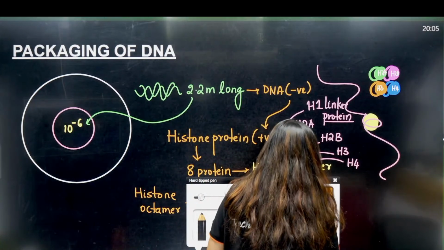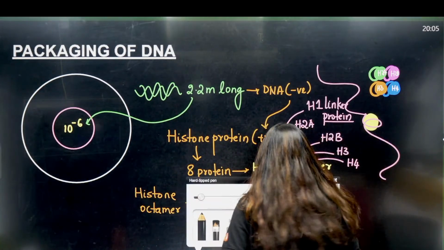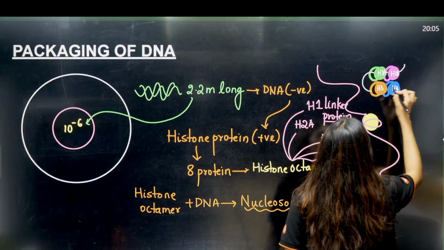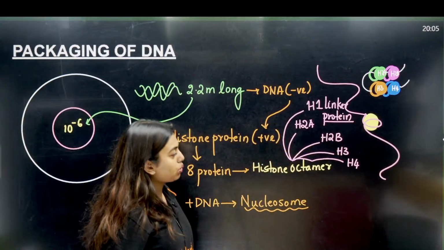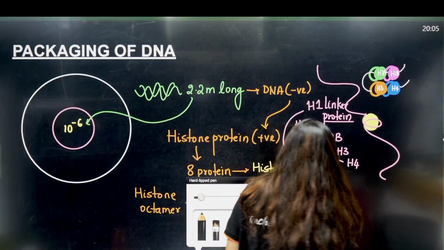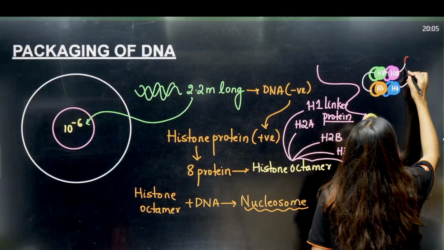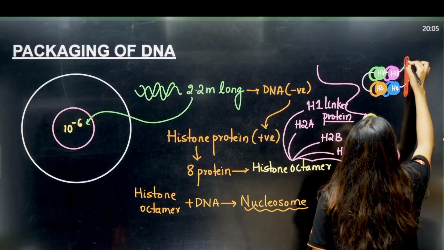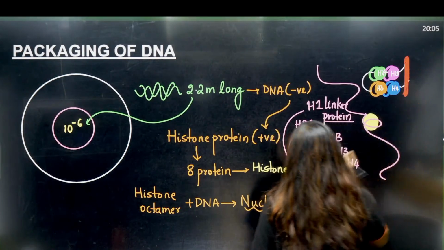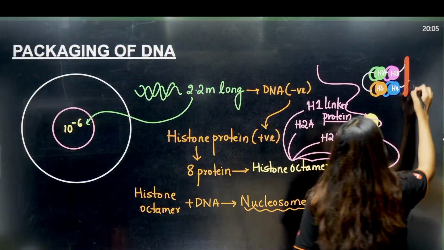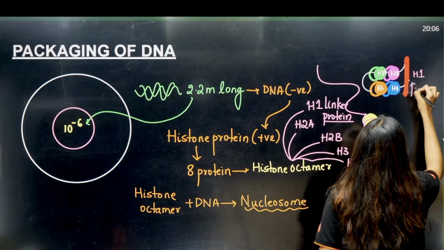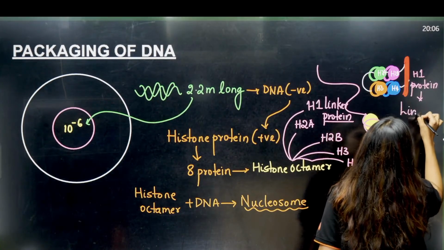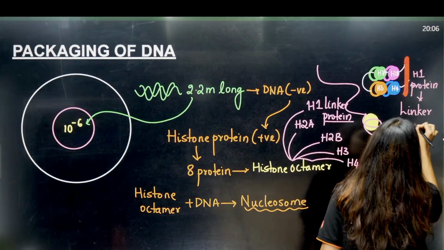Now, the DNA is obviously going to be wound around it, right? The DNA is going to go like this, come out like this. It's going to wind around the whole thing. To keep all of this in place, we have a protein which is called the linker protein, the H1 protein. In your NCERT you will see it as linker protein.